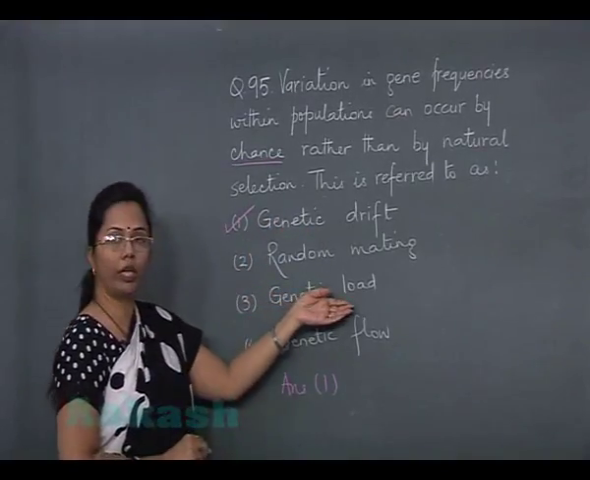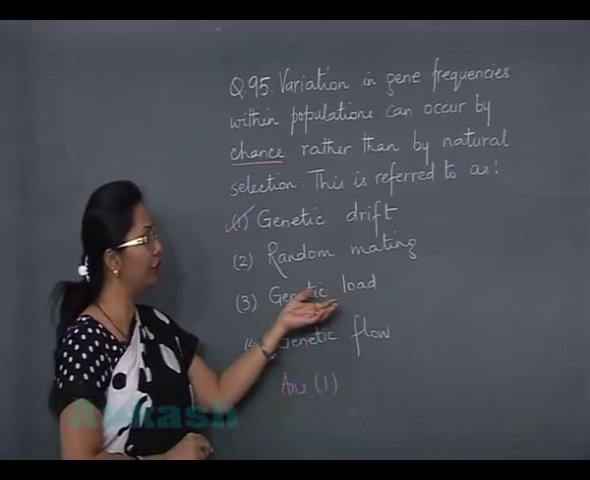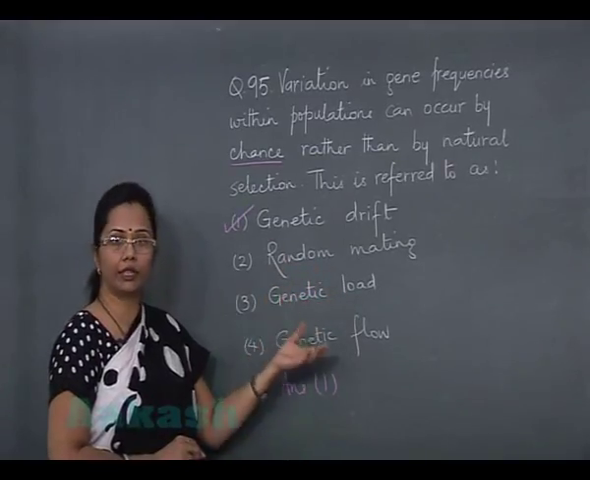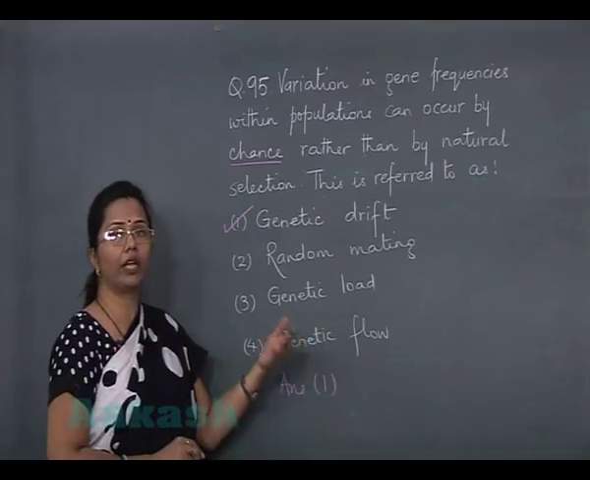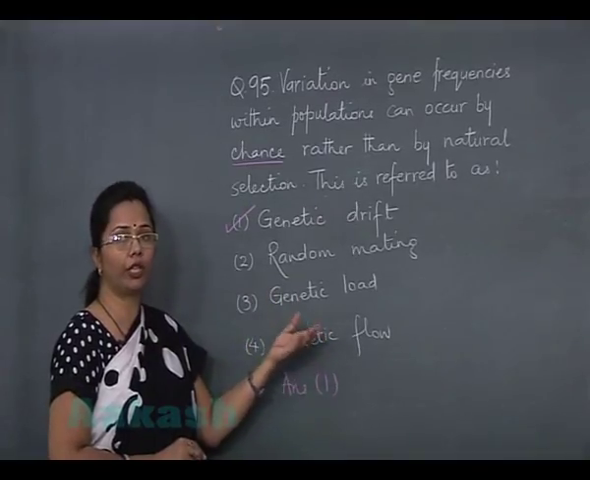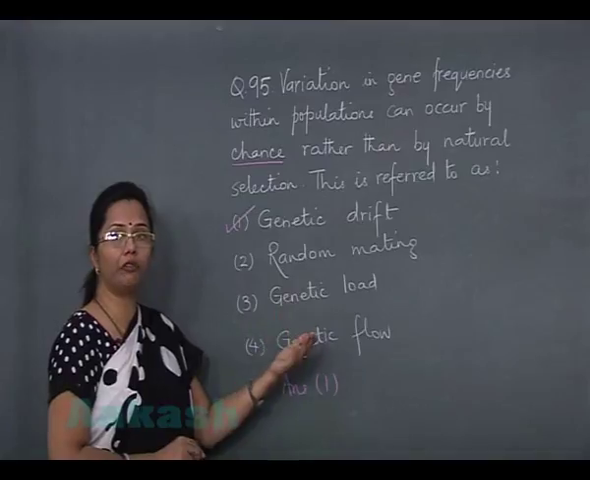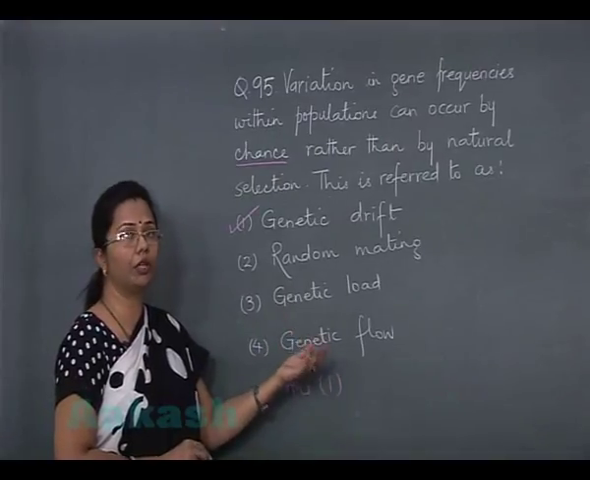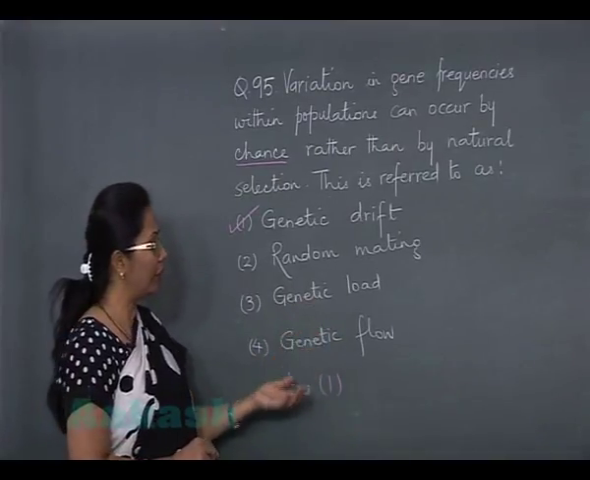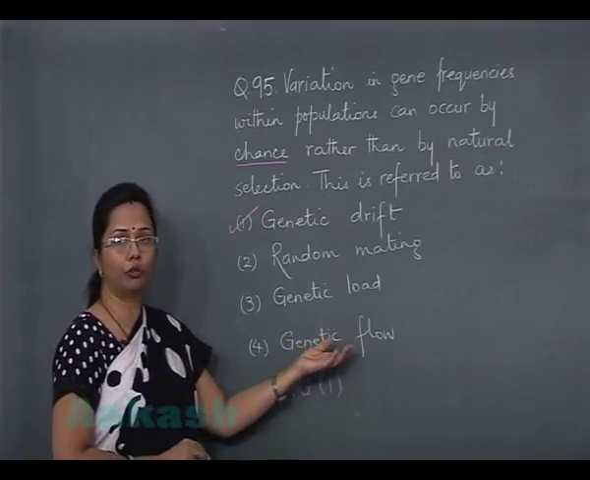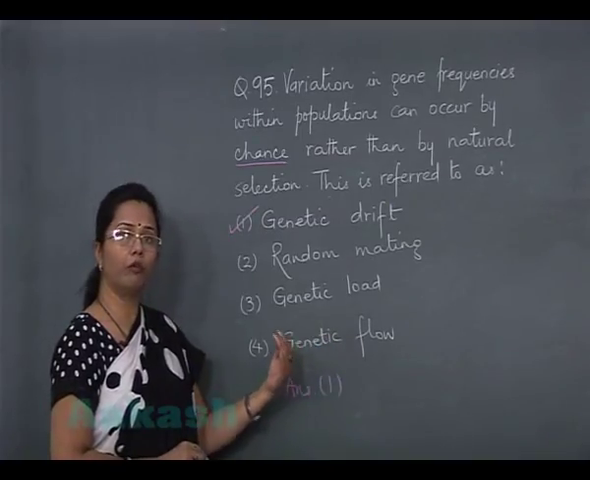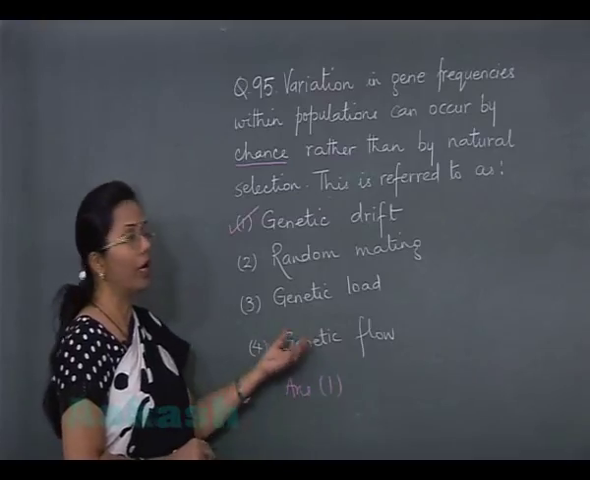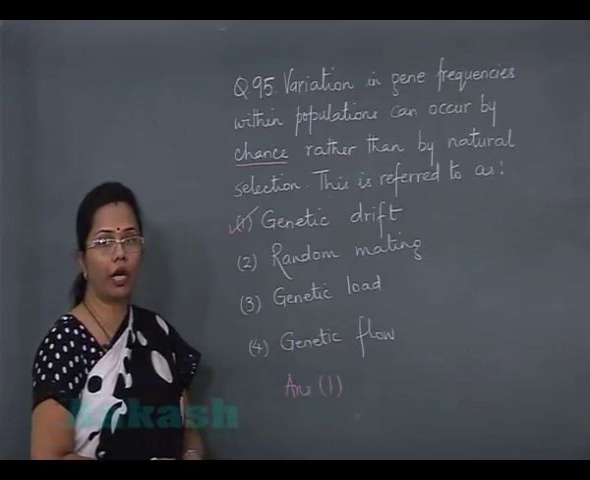The genetic load is the deleterious genes which are present but in recessive state. Each of us is carrying nearly 3% of genetic load, and as and when there is a homozygous condition, then that disease will appear. And gene flow is of course due to migration from one population to the other. Now let us discuss the next question, 96.